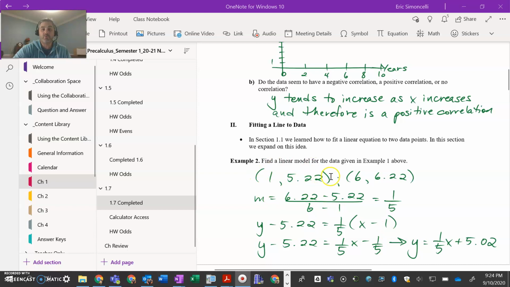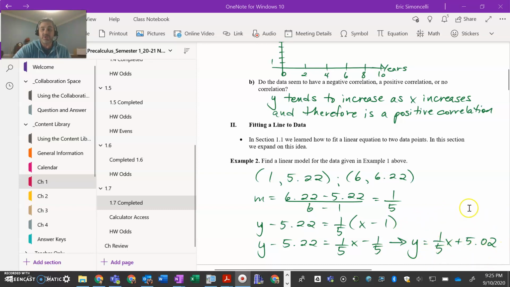So again, this point plugged into the point slope form, or if you had picked this point, manipulating it in such a way, distributing, continuing on with balancing, you would have ended up with this exact same equation if you had used this point instead. The line of best fit, as you can see, is y equals 1/5 x plus 5.02.